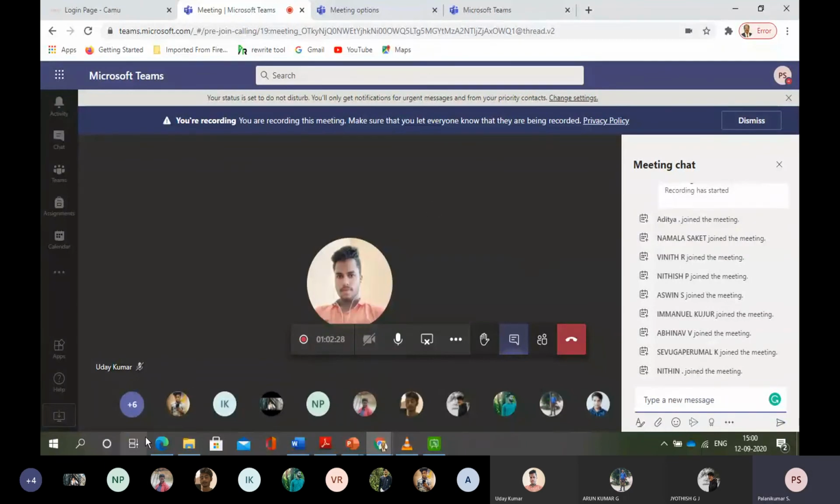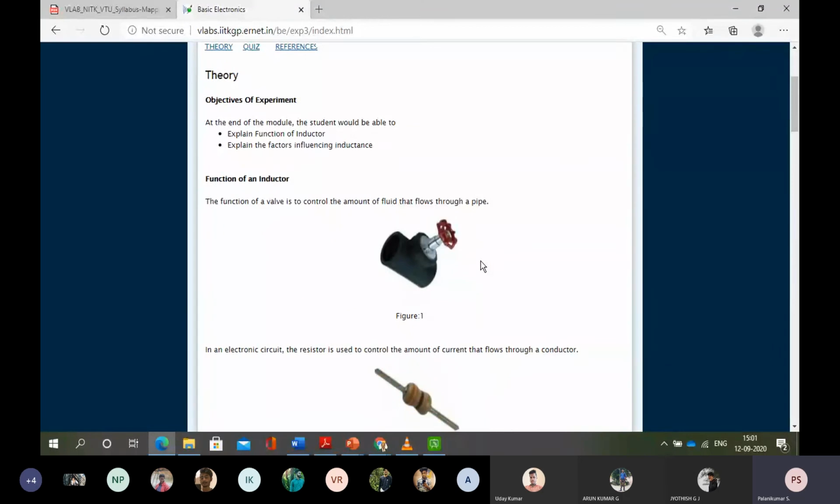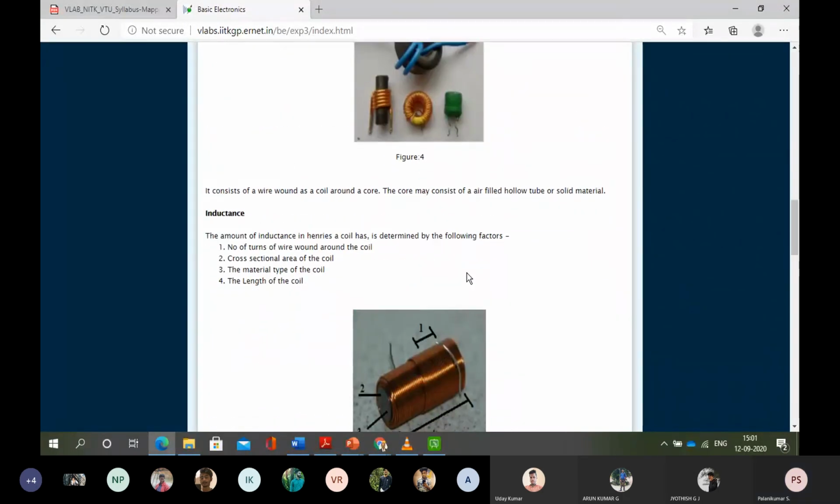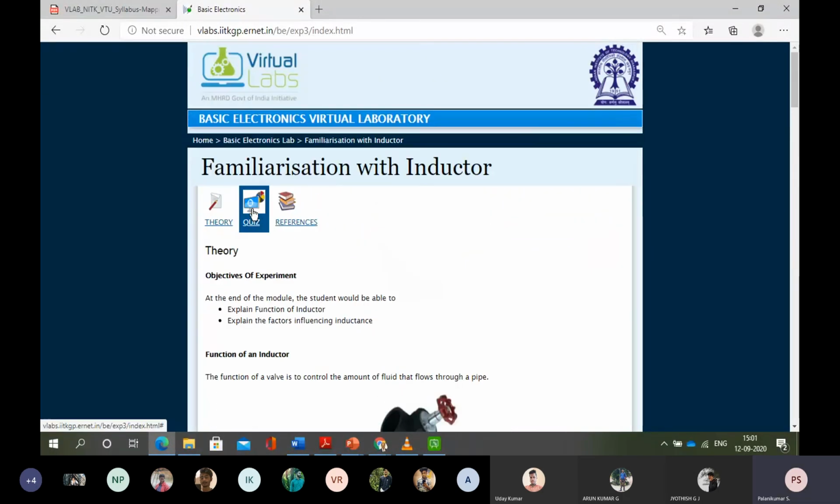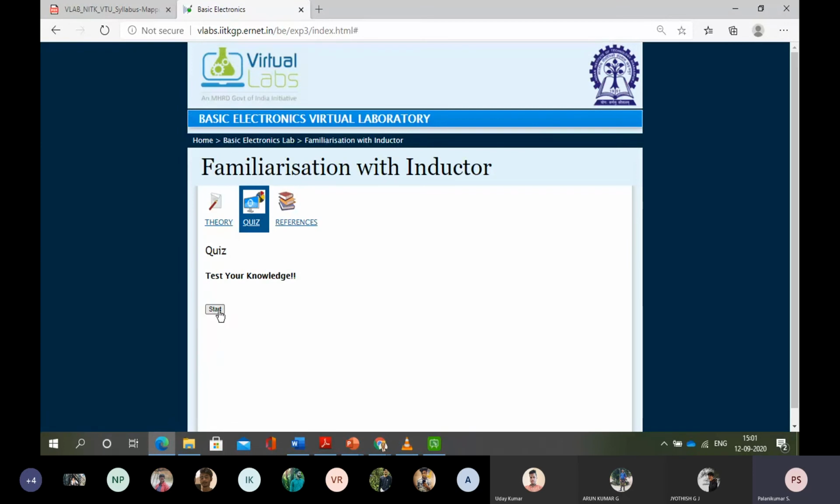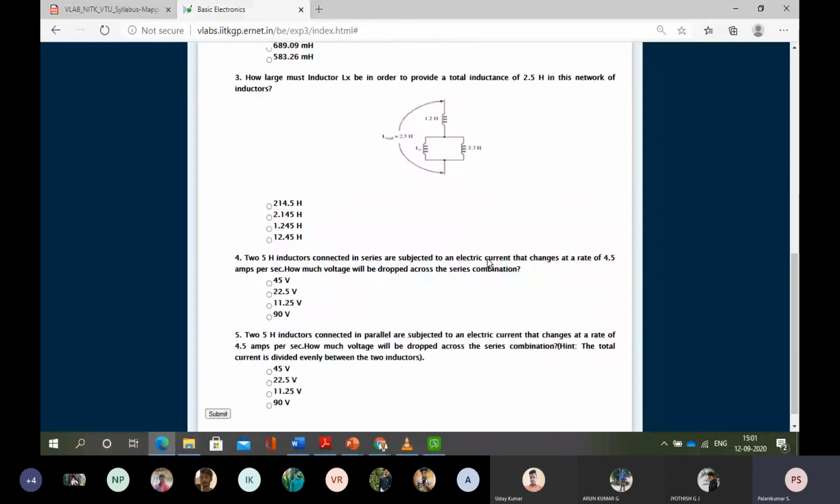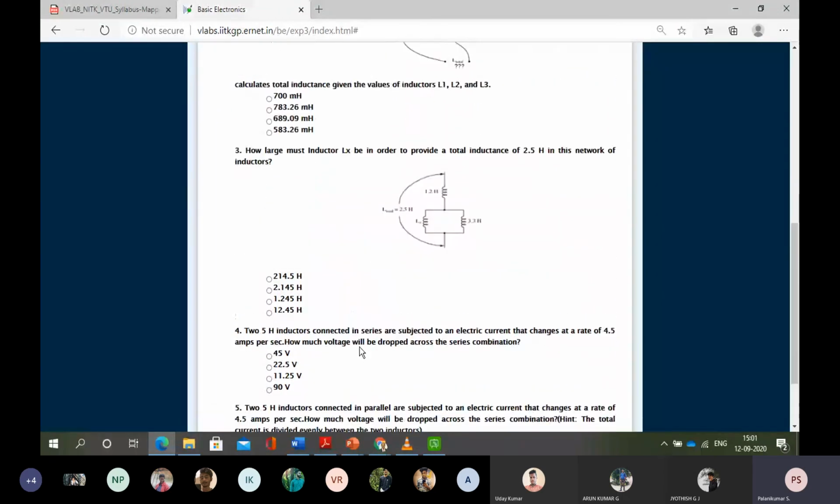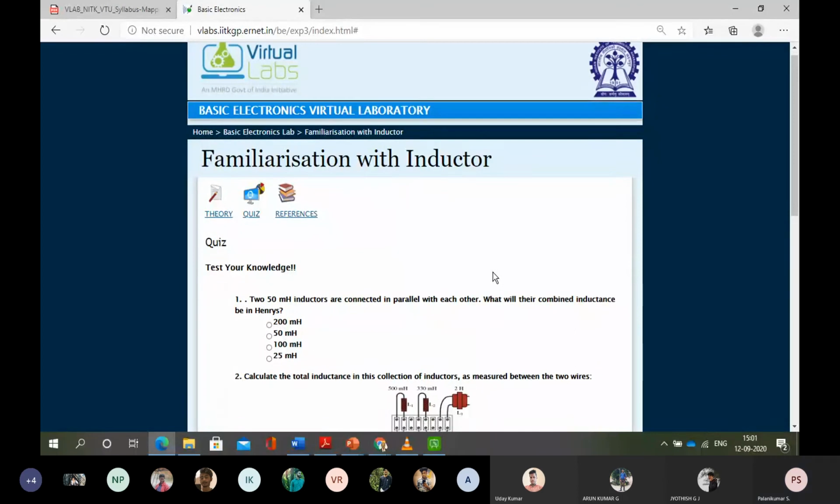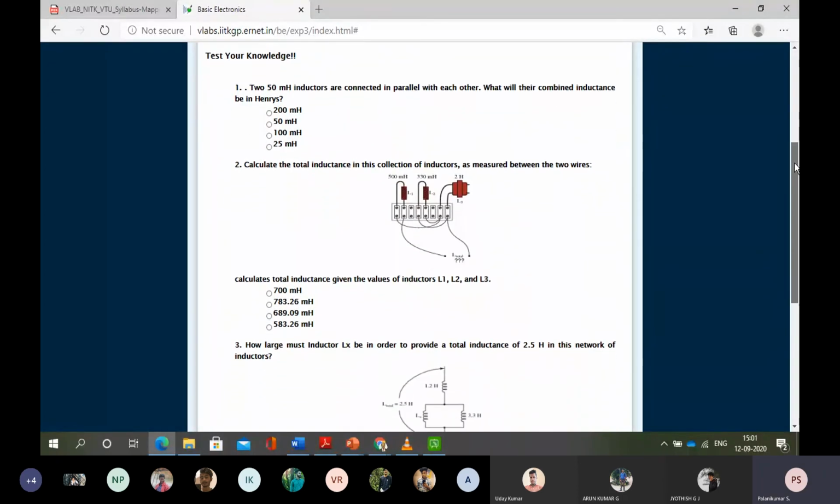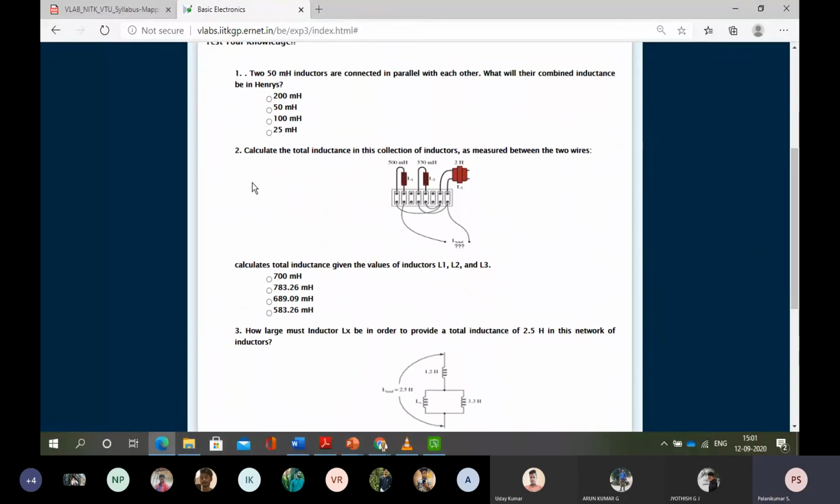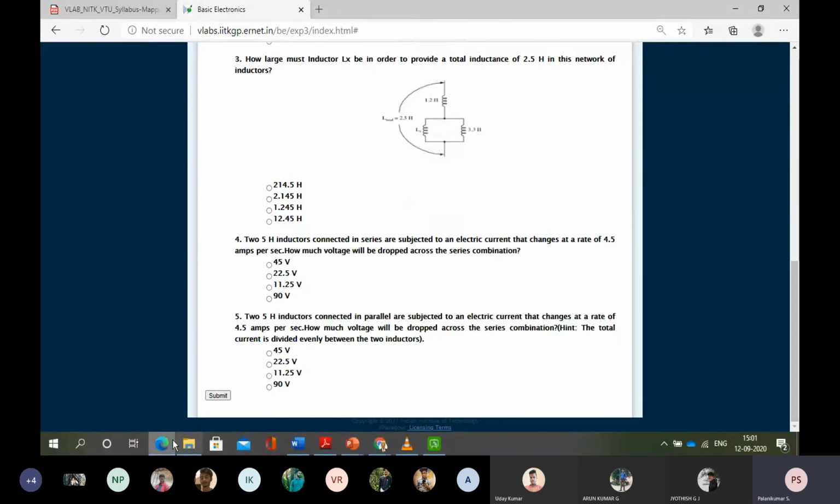So before you come to the next lab, try to solve some of the questions given in the particular virtual lab. Say, for example, now familiarization of inductor is over. If you go to that, there will be a quiz. If you click the quiz, you can start. It will be asking questions like how much is the inductance value, how much is the voltage, and so on. Please try to do that. You may not get it correct in the first attempt itself. Sometimes you have to do it wrong first.